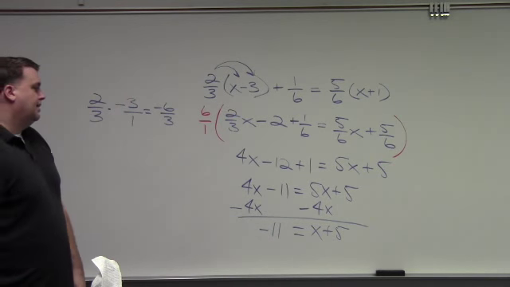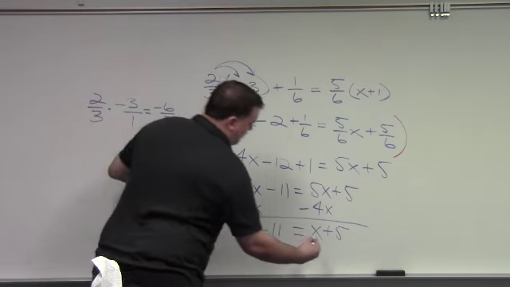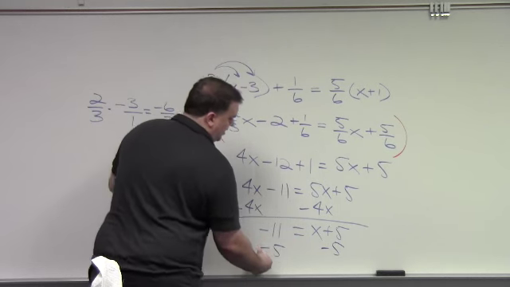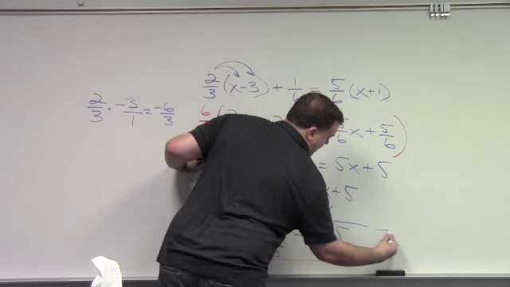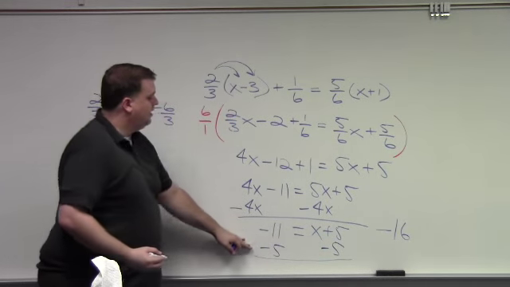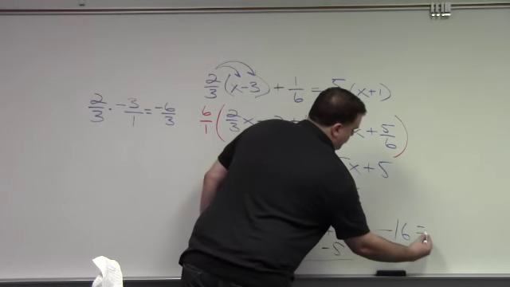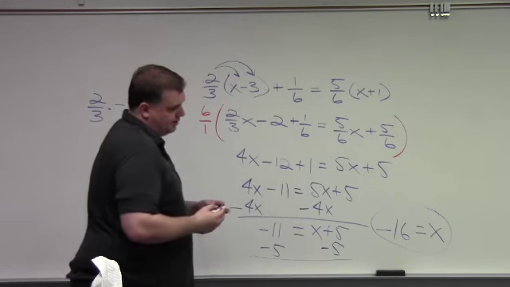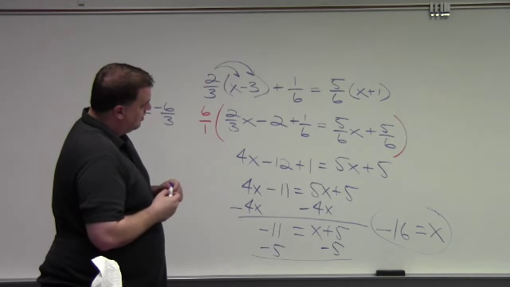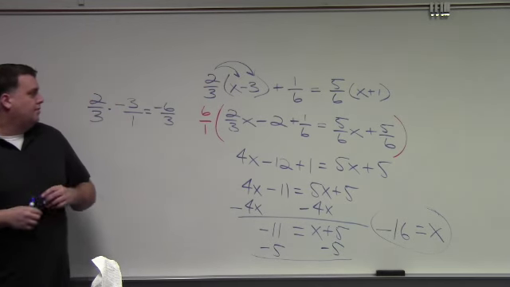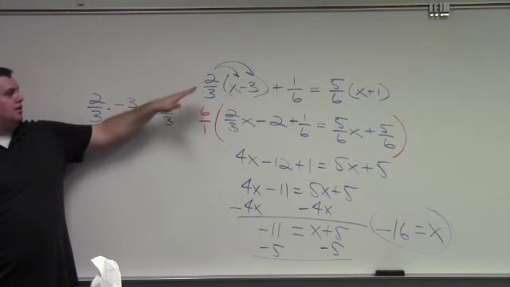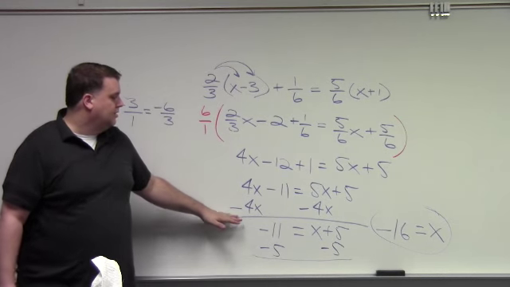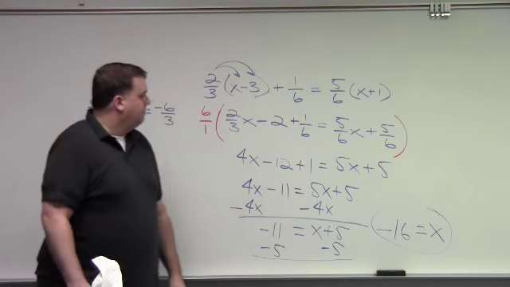My last step there to get x by itself: subtract 5 on both sides. So that's going to leave me with negative 16, right? A negative 11 and a negative 5 equal to just the x. So x equals negative 16. So that kind of went through everything, right? We had parentheses involved, clear fractions, add like terms, add and subtract, to get to our final answer there. Any questions?